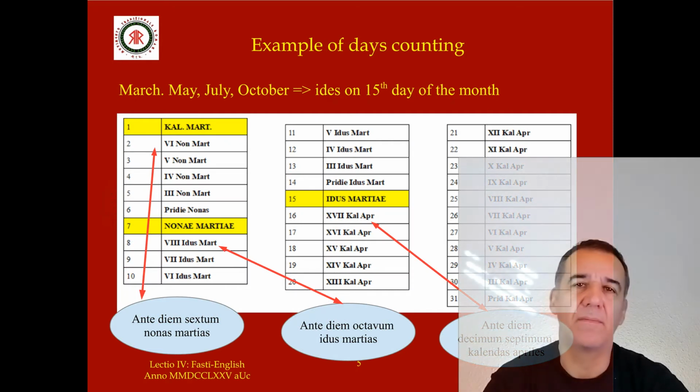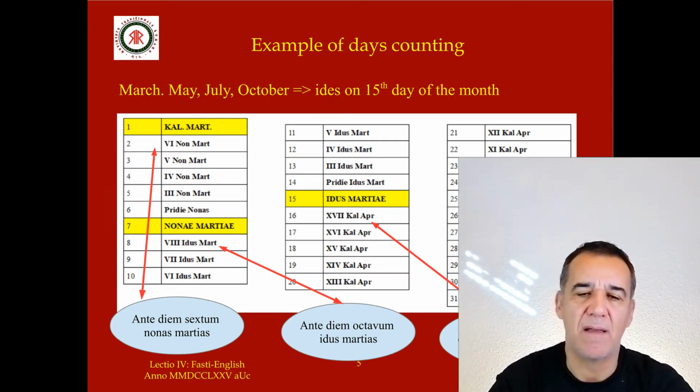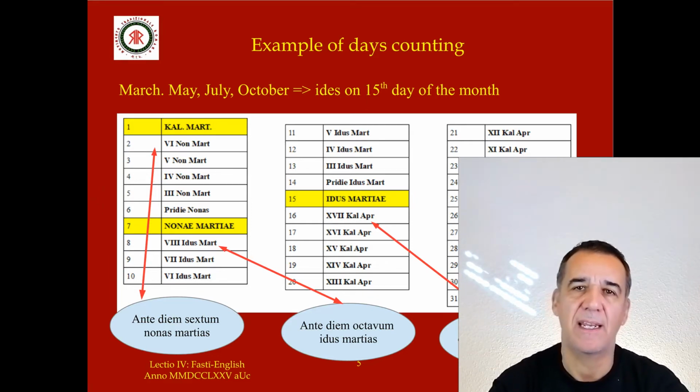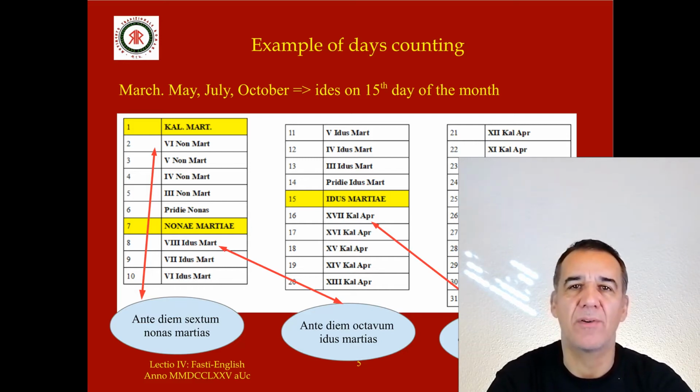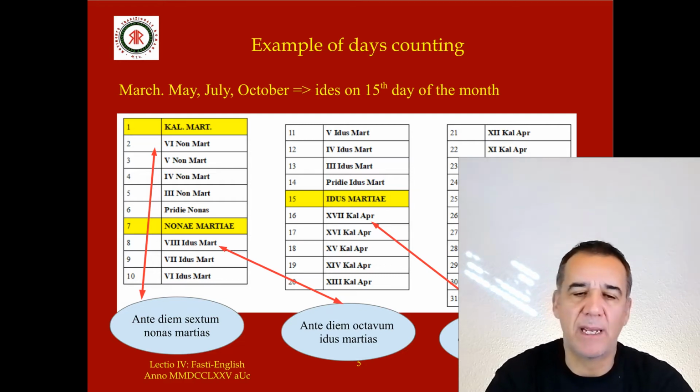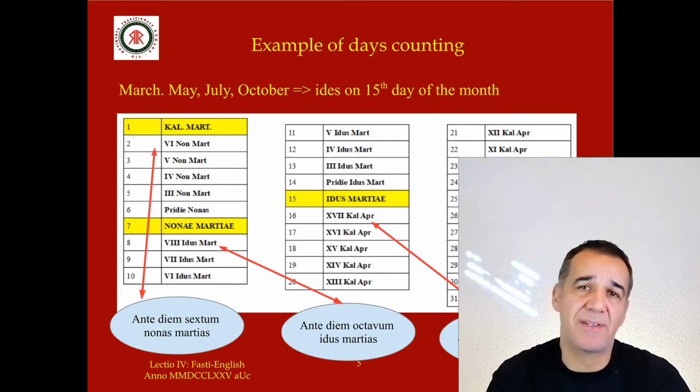We can see the month of March as an example. We have the calends are indicated always with the letter K instead of C, because in the archaic alphabet, the K was indicating the sound K, while the letter C was indicating the sound G. This is somehow an archaism that we have in the calendar. And this is also this kind of archaism you can find, for instance, in names.